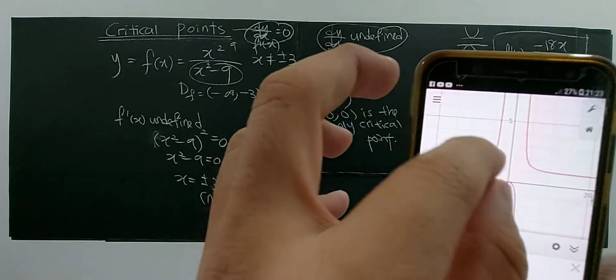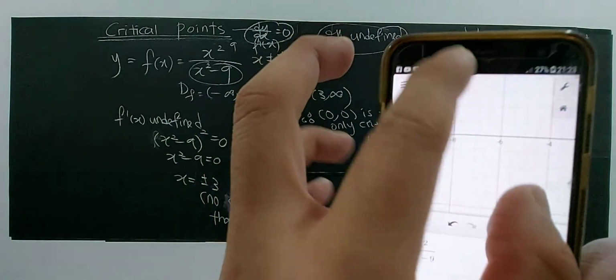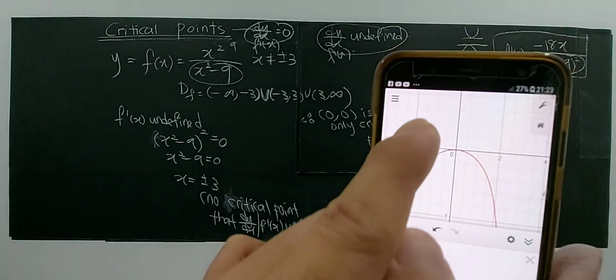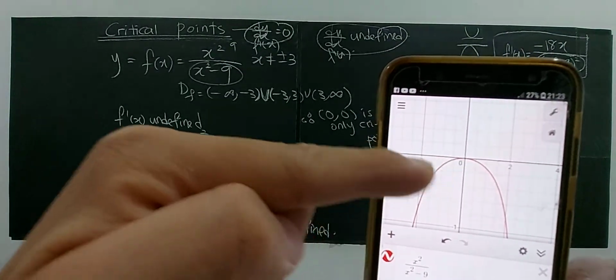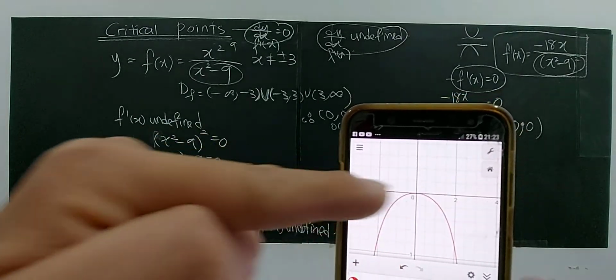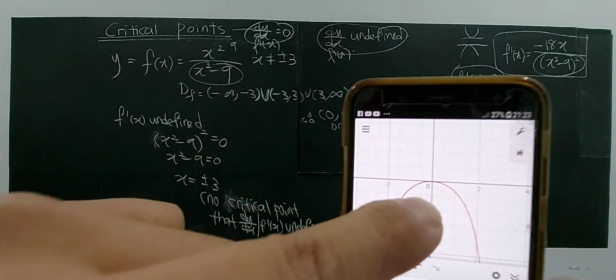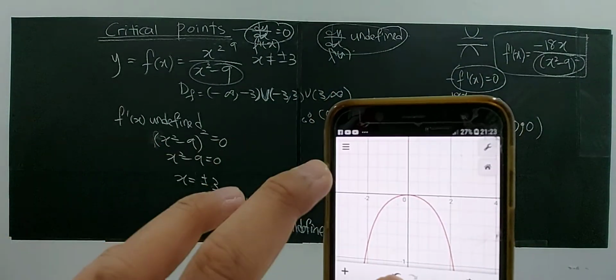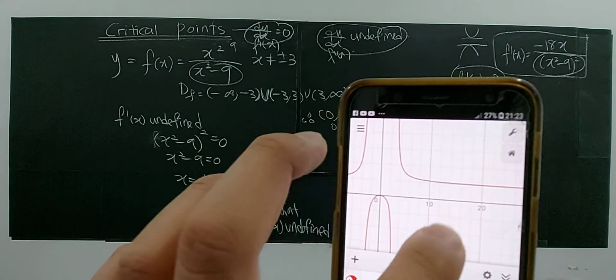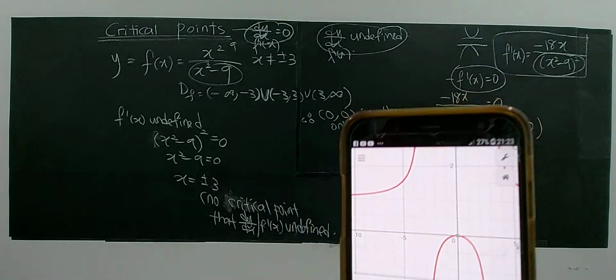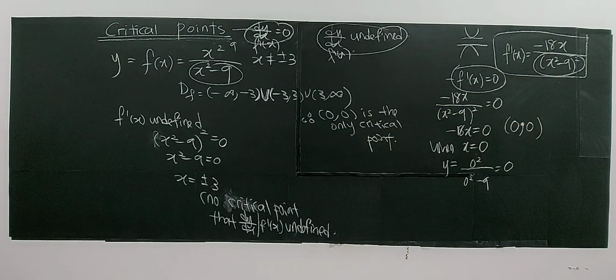But there is a stationary point here. So I zoom in. Can you see that? This is a turning point. Can you see there is a horizontal tangent line? The x-axis is the tangent. So at the origin, dy/dx is 0. So for this graph, there is only one critical point, which is also a stationary point. Hope you understand.